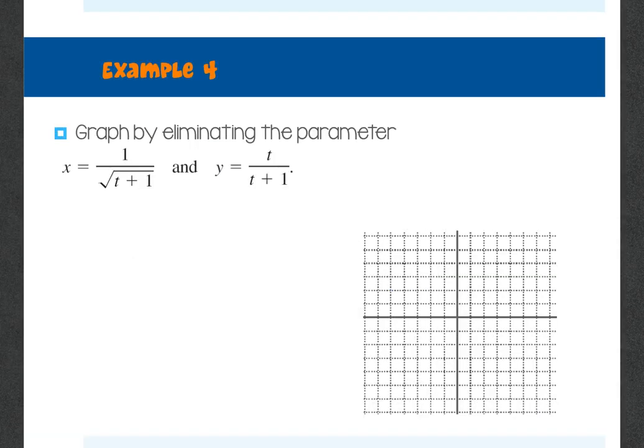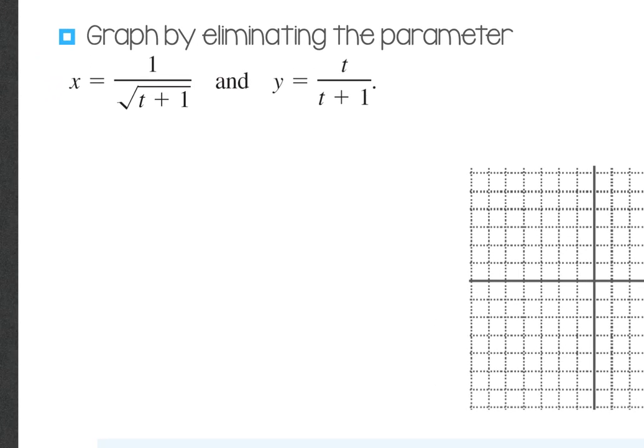All right, example 4, graph by eliminating the parameter. So again, we're eliminating the parameter. This time the equations are a little bit more complicated, and honestly, neither of them is that easy to get t by itself. Kind of plan ahead. On the left-hand side, I'd have to multiply by the denominator and square both sides to get rid of a square root. That's one option. On the right-hand side, I don't have a square root, but you have two t's. So one way or the other, it's kind of a pain, to be honest. So pick a side.